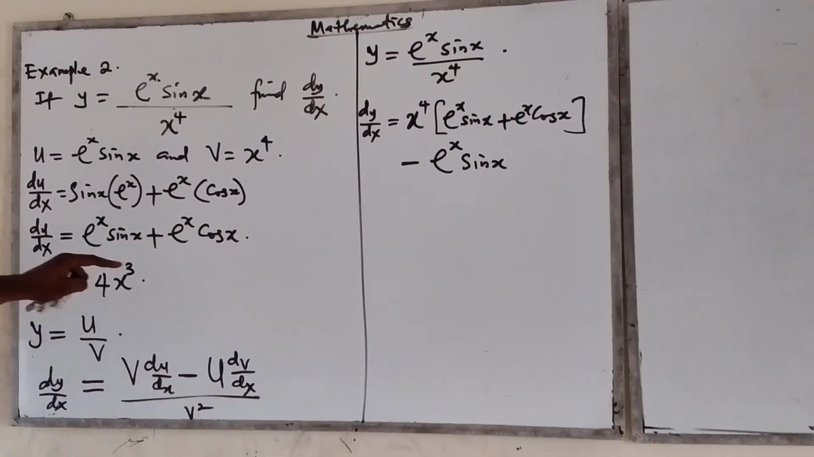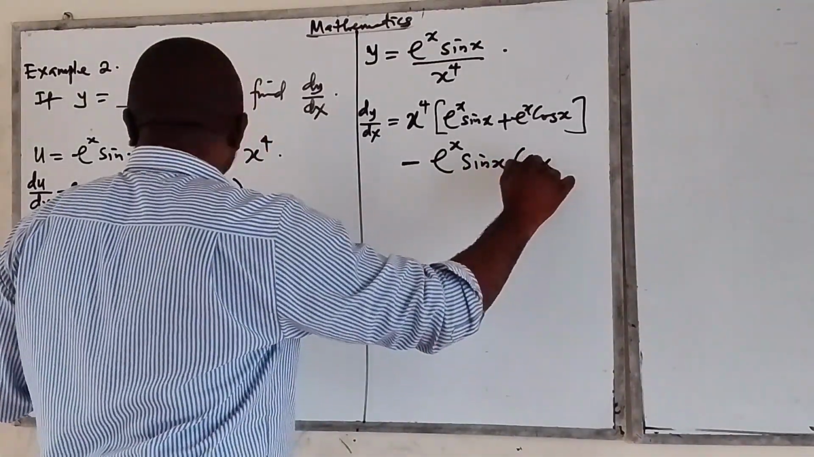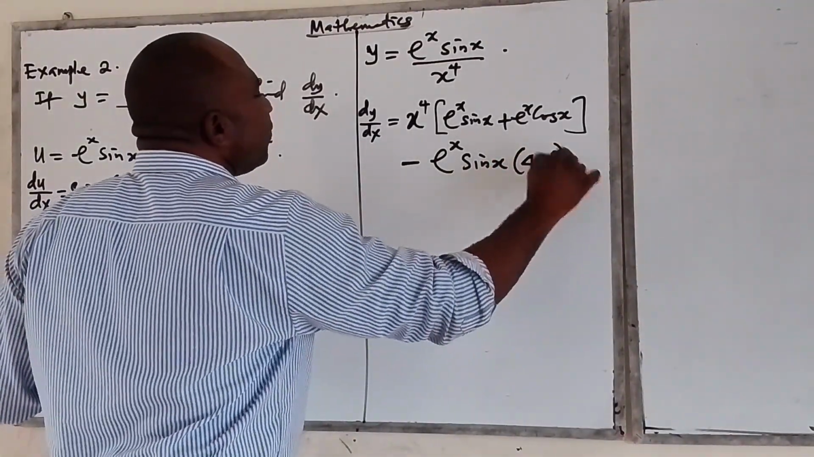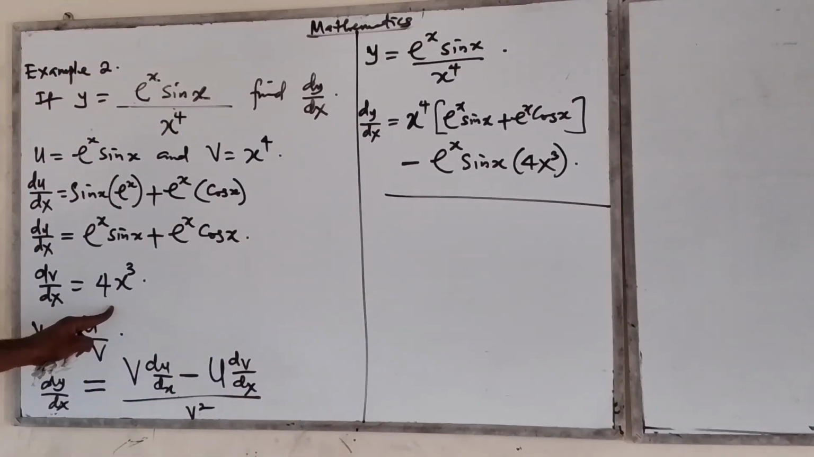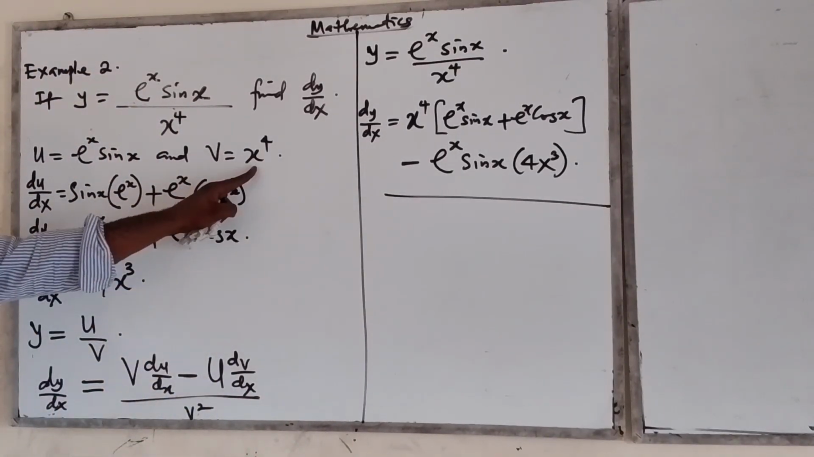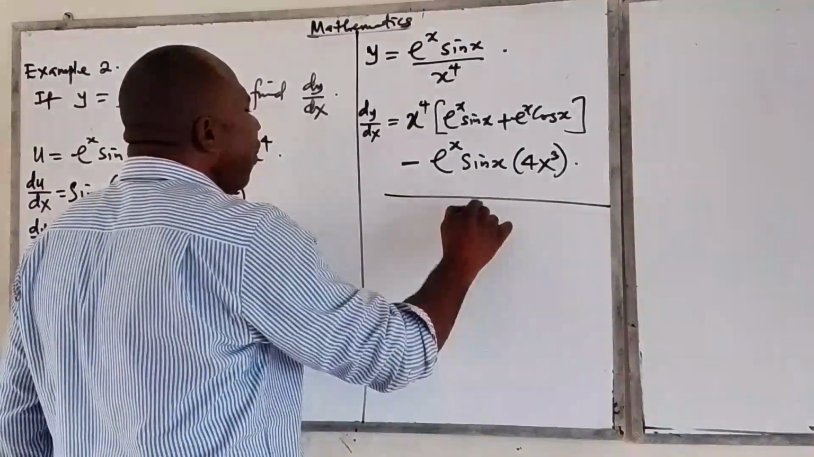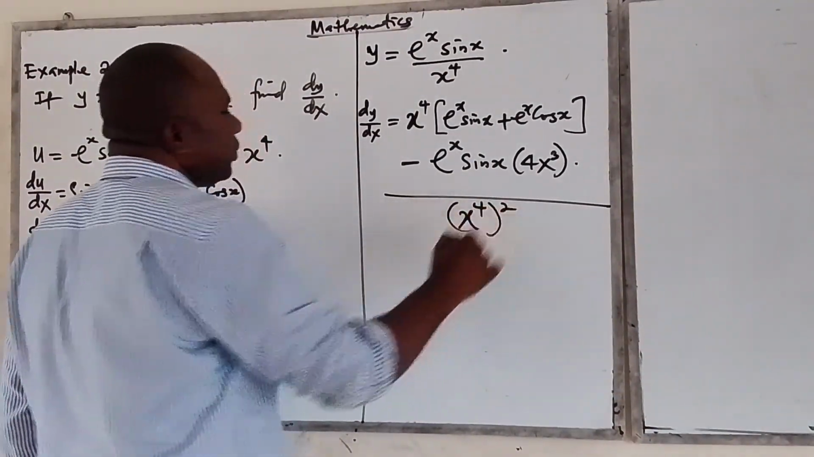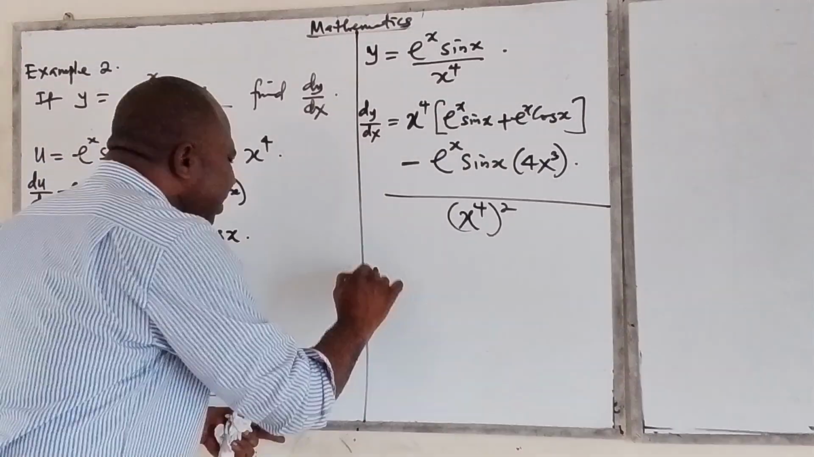Then dv over dx is 4x raised to the power of 3, all over the value of v squared. Our v is x raised to the power of 4, so v squared will be x raised to the power of 4 all squared.